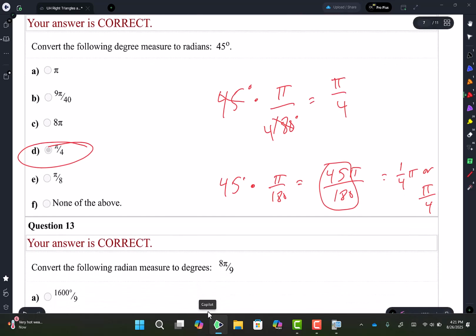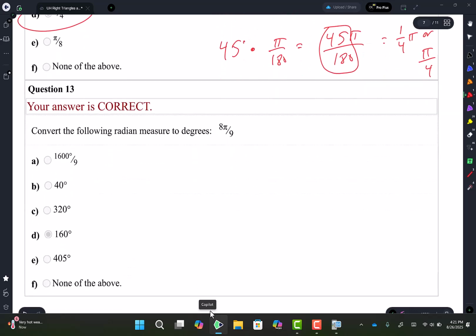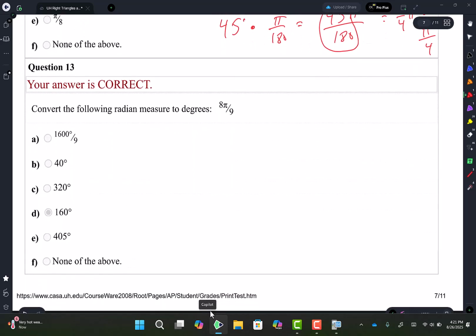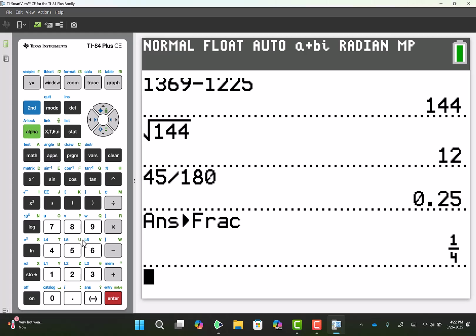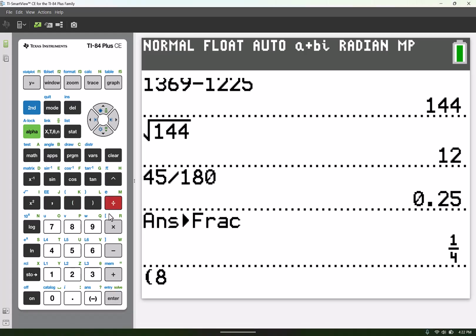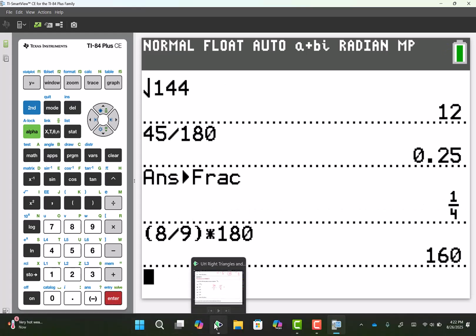Cool. All right. Convert the following radians measures to degrees. Well, I have 8 pi over 9. 8 pi over 9 times, whenever you're converting to degrees, we're going to multiply by 180 over pi. The pi's cancel out, and you just go 8/9 times 180. So I'm going to go 8/9 times 180. So there it is, 160 degrees.